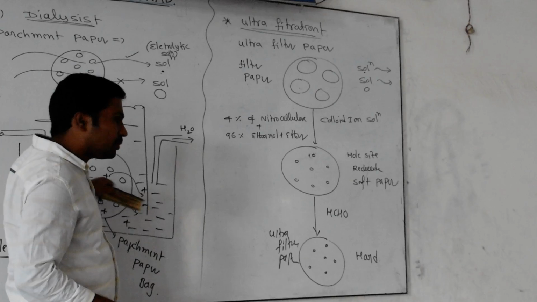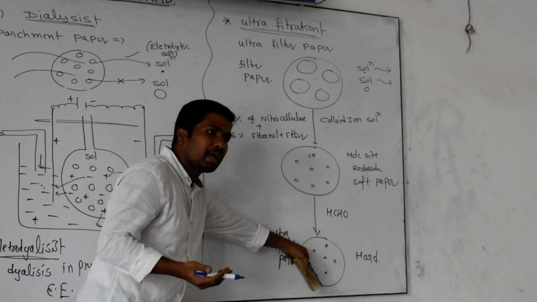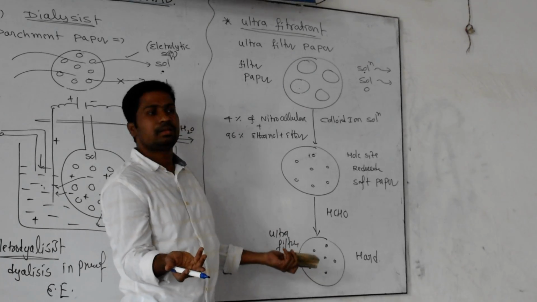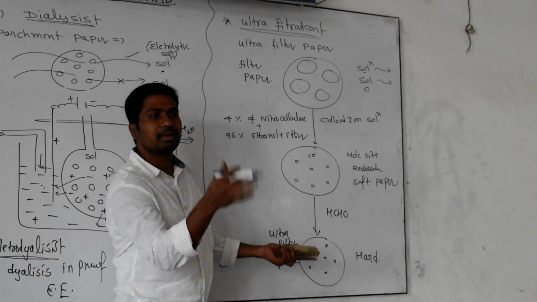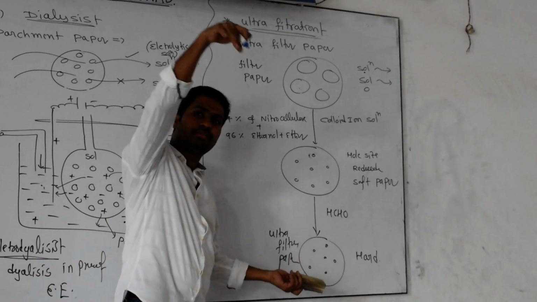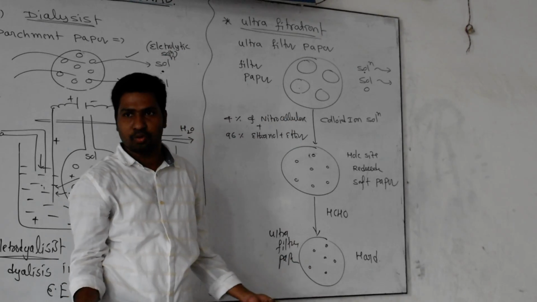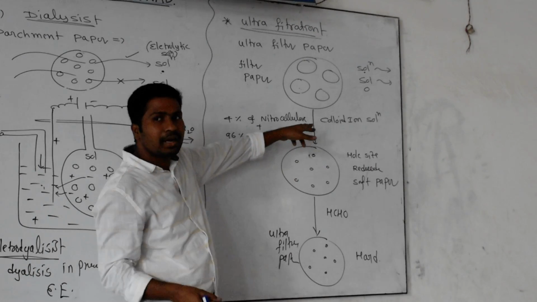Instead of this parchment paper bag, if you can use this filter paper, what happens? Only solution particles will pass through, but not sol particles. Then the electrolyte will come outside through the holes, but the colloidal particles will stay inside the bag. So the separation will be over. Did you get it? What questions may be asked here?